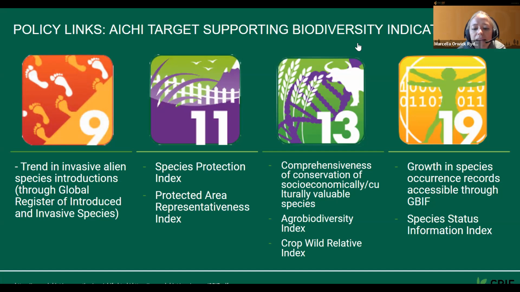It supports the comprehensiveness of conservation of socioeconomically and culturally valuable species, including the Agrobiodiversity Index, as well as the Crop Wild Relative Index. And finally, GBIF Norway is seen as supporting the growth in species occurrence records that are made accessible. And that one is not too surprising, because that is within GBIF's overall mandate to have these species occurrence data. But that's also very closely tied to these international policies that we're also trying to support.